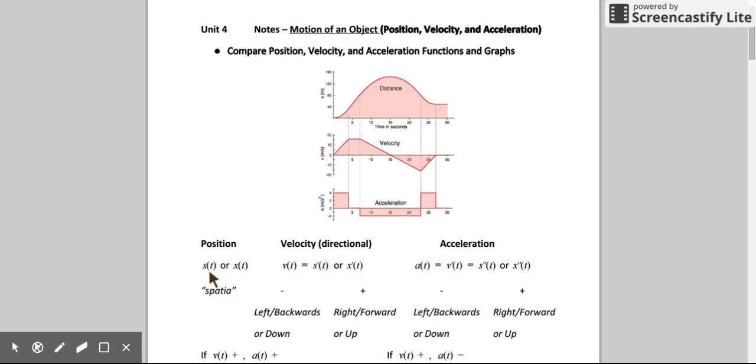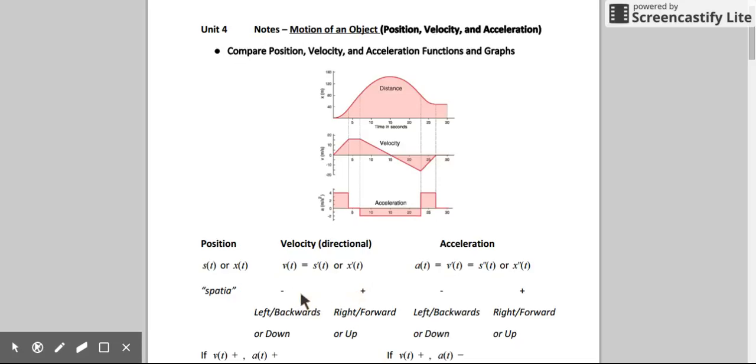Position functions are usually described as s of t or x of t. S comes from the Latin for spatia, which represented position. And if I take the derivative of position, or the rate at which I'm changing positions, I get a velocity, and not just a speed, but a direction at which it's traveling. And velocity functions are described as v of t, or the derivatives of position functions. Because it's telling us a direction, that is given to us by the sign of our value. So if it's a negative value or a positive value, that's going to tell us what direction it's traveling in.